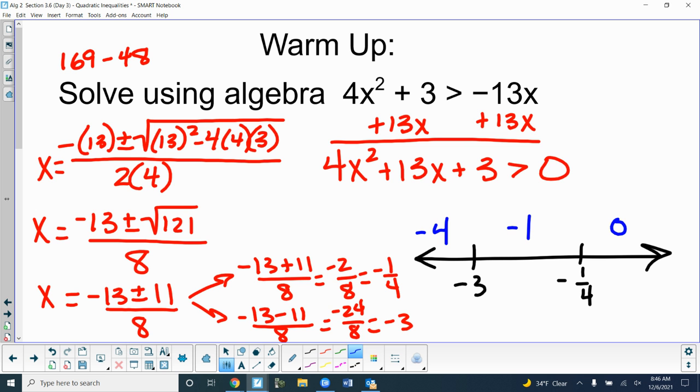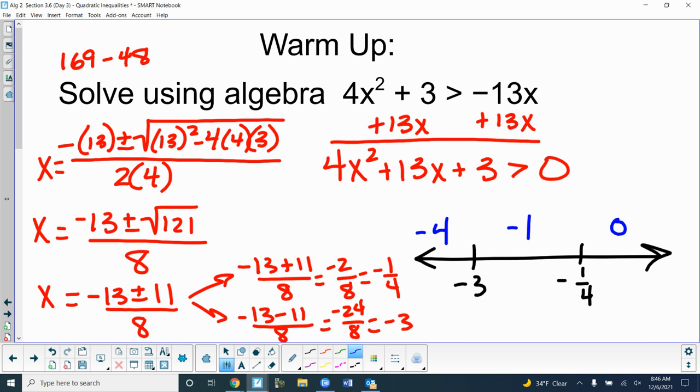Okay? So remember, those are called the critical values. That negative 1/4 and that negative 3 are the critical values of this inequality. It splits your number line into 3 sections. We're going to check each of those numbers. If negative 4 works, I'm going to draw an arrow towards that negative 4. If negative 1 works, I'm going to draw a line connecting the negative 3 and the negative 1/4. If 0 works, I'm going to draw an arrow towards that. And we always plug into the original problem. Now, before I do that, do I put open circles or solid dots at those two numbers?